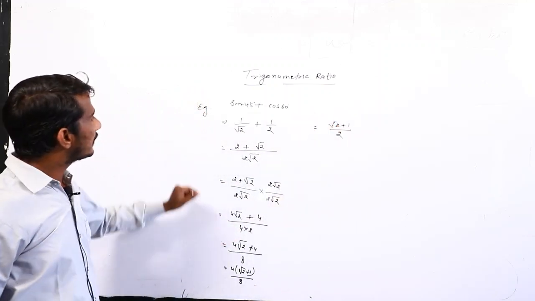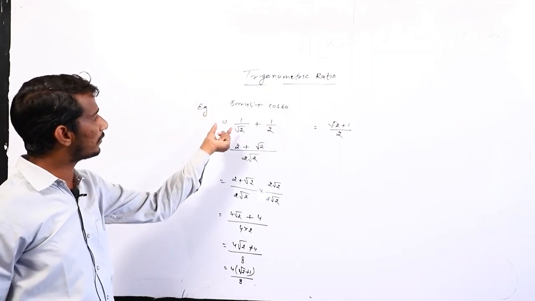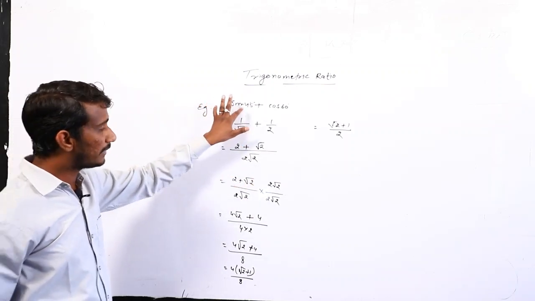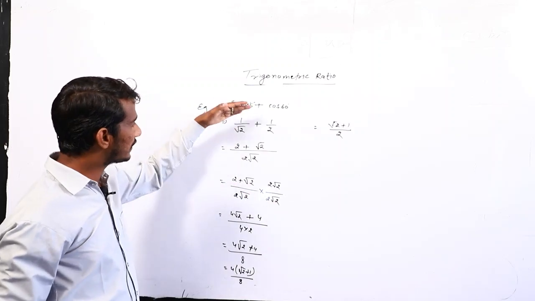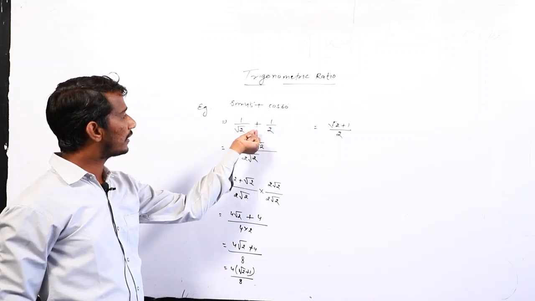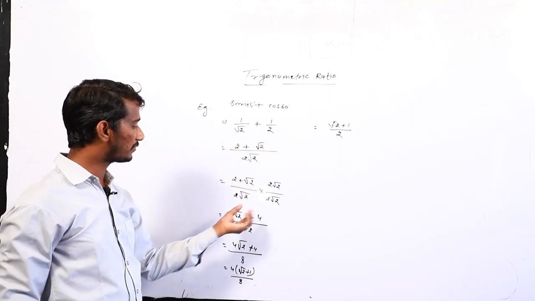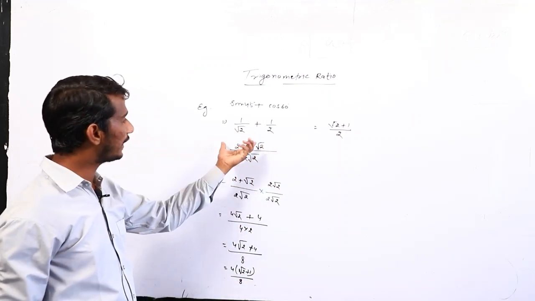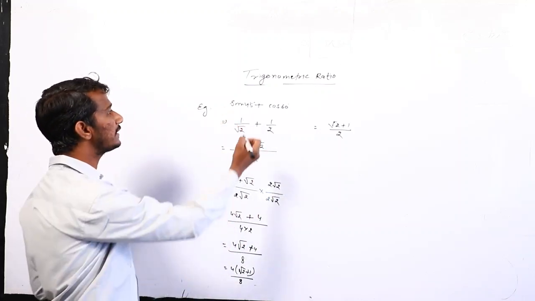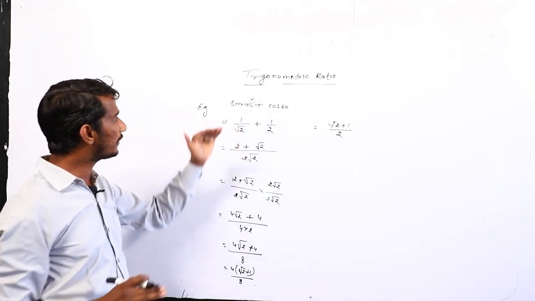So this is a simple way to solve the example. Okay, questions related to the trigonometric table: first you learn the trigonometric table, and after that step by step. These are the general mathematical fundamental operations: addition, subtraction, multiplication and division, and you know very well how to add, subtract, multiply and divide. So the most important thing here is the trigonometric table. If you learn the trigonometric table, you can easily find the solution.